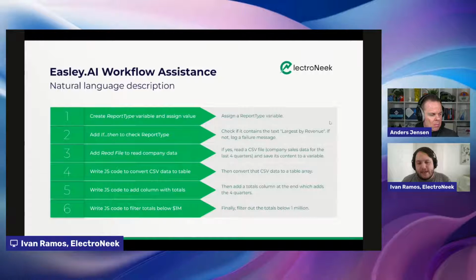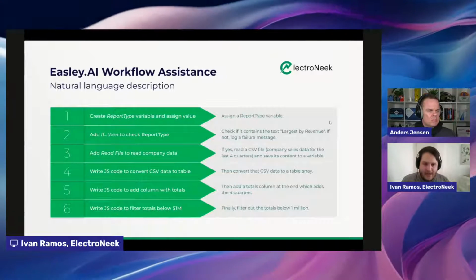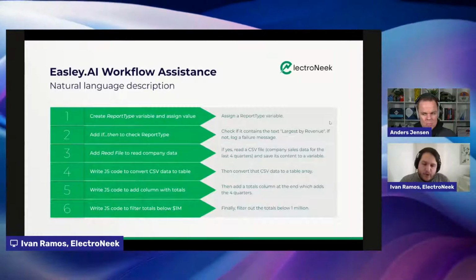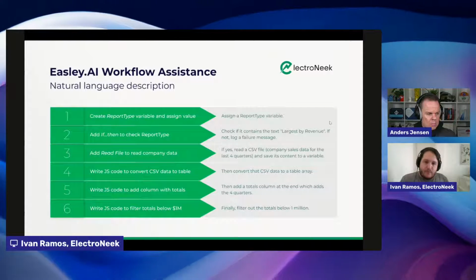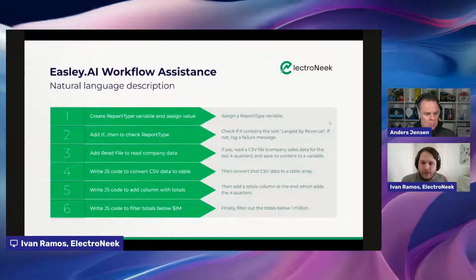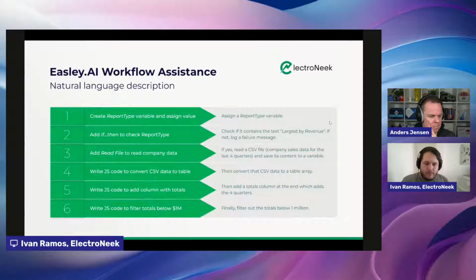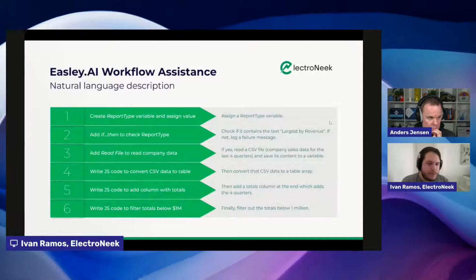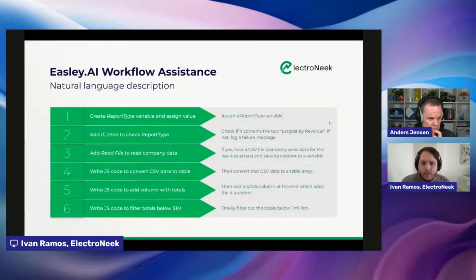Then we will need to add an activity to read the data. And then we would need to write code or add other activities like loops, for example, to convert that data that's in CSV format to a table, basically an array, then add that column at the end that we mentioned, and then filter out the totals. As we mentioned, we only want to keep those above 1 million, so we want to filter out those that are below 1 million. So that would be what we would need to do manually when we build this bot.